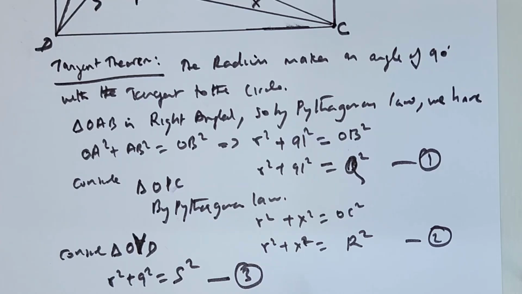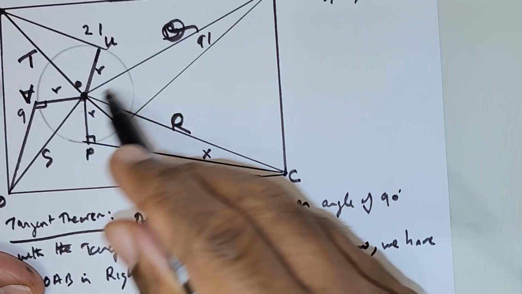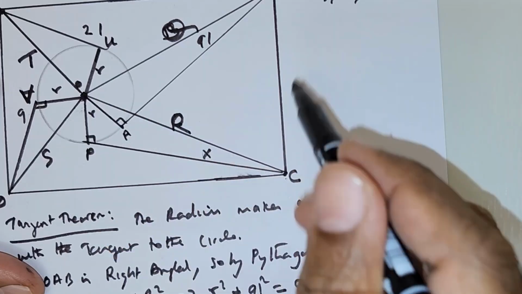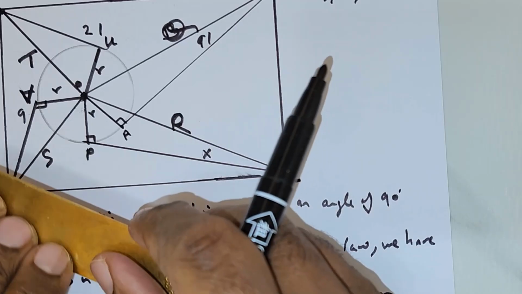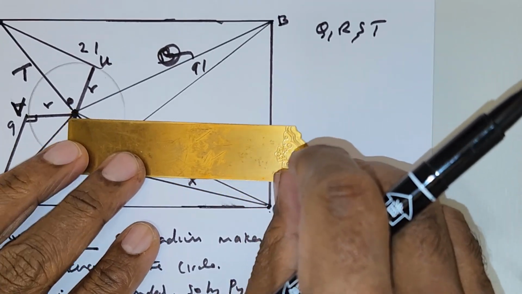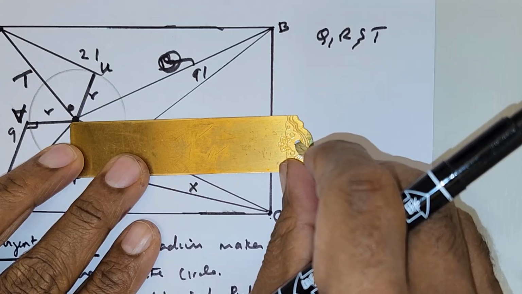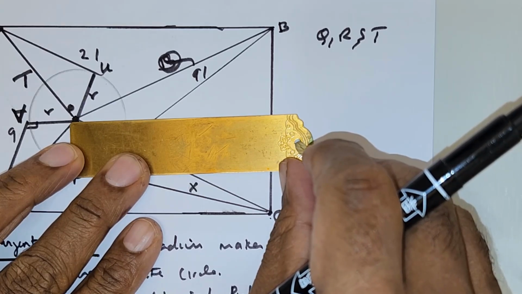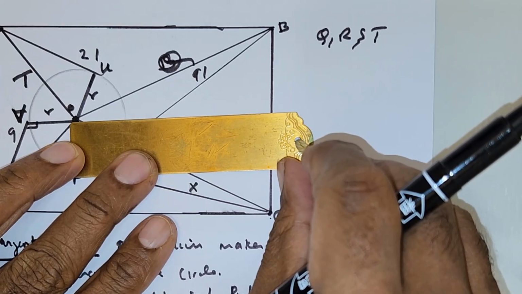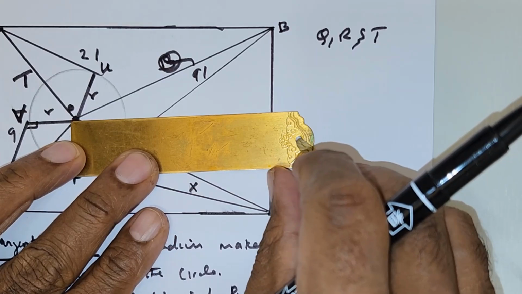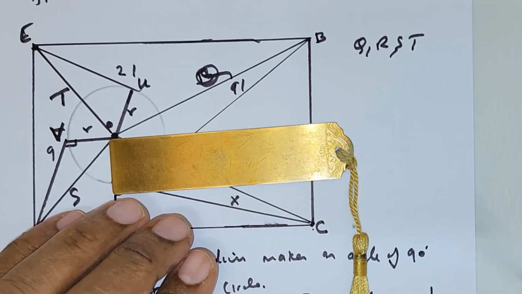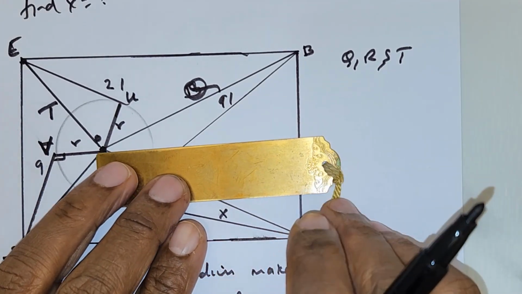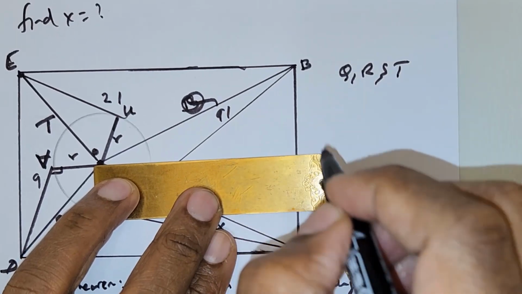Now I'm going to consider triangle COD, and then I will drop a perpendicular. If I drop a perpendicular here, I would actually get the height for this triangle, right? So let's do that. I will drop a perpendicular from O to BC.